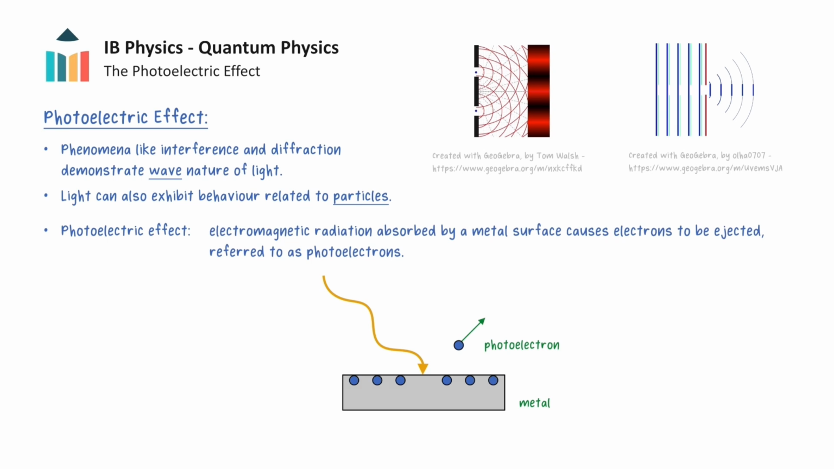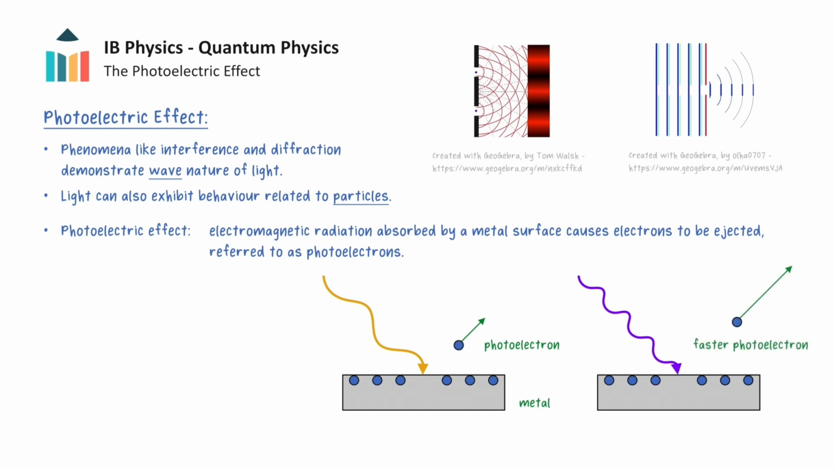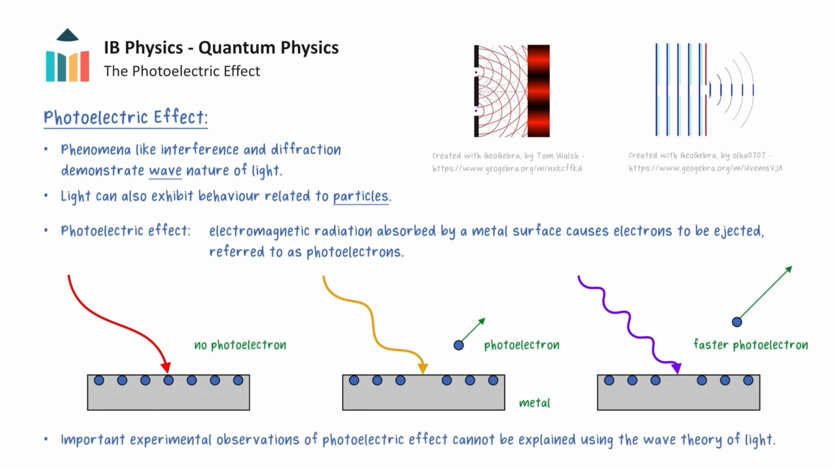The electrons emitted in this process are known as photoelectrons. There are certain circumstances that cause photoelectrons to have higher kinetic energies, and some circumstances where no electrons were emitted at all, regardless of the intensity of the incident radiation. However, scientists were unable to explain a number of important experimental results using the wave nature of light.